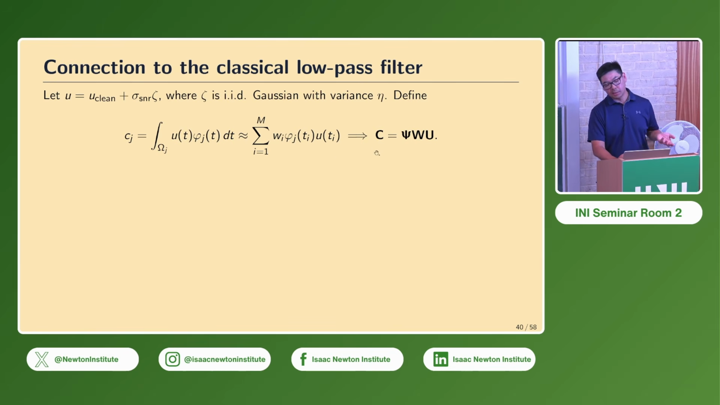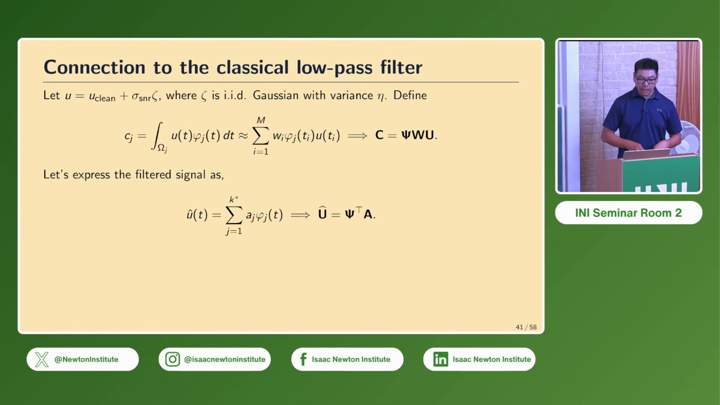In linear algebra, you can write it: C is this. Phi is just a representation of the basis. W is just a diagonal matrix of the weights. U is your noisy signal. I'm just going to ignore all the dimensions here.